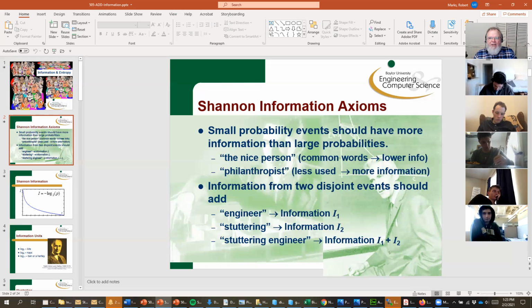Small probability events should have more information than large probabilities. If I tell you that the sun is coming up tomorrow, I'm not telling you much information. If I say that the sun is going to go supernova tomorrow, that's a low probability event, and it carries a lot of information.